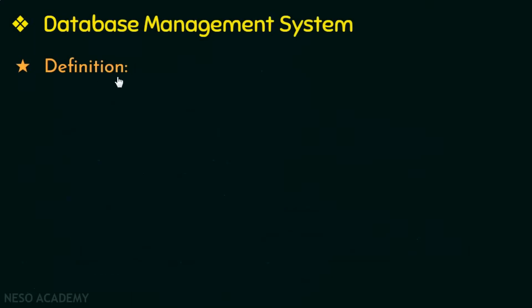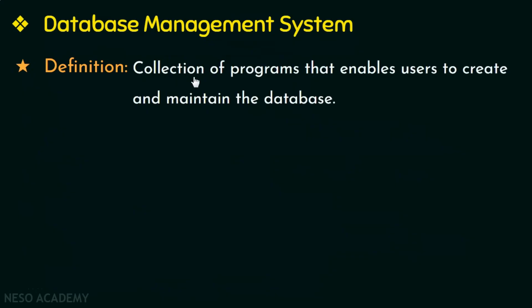Next, let us see the definition of database management system. Database management system is a system to manage the database. And here managing could be either storing of data or retrieval of data from the database. Now let's look into the proper definition. Database management system is a system, or a software, or I can say a collection of programs that enables users to create and maintain the database. So this is a very simple definition.